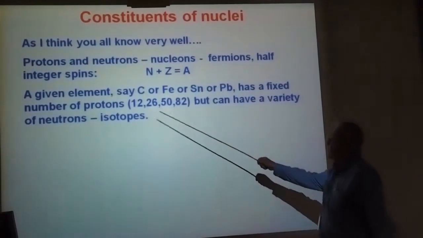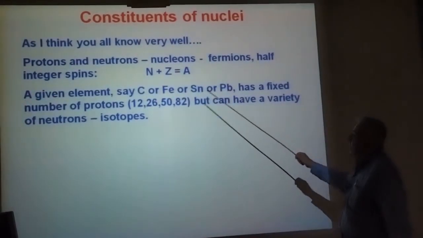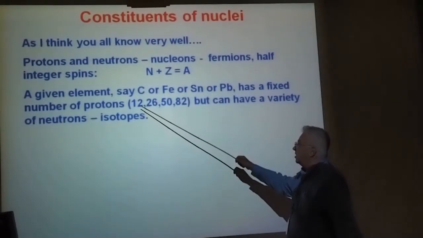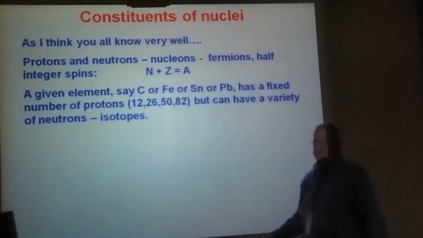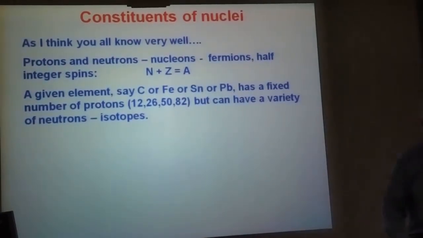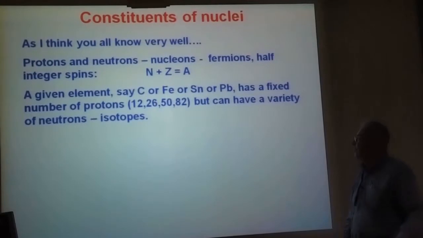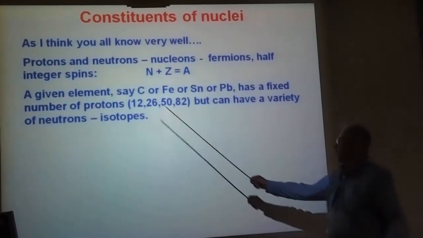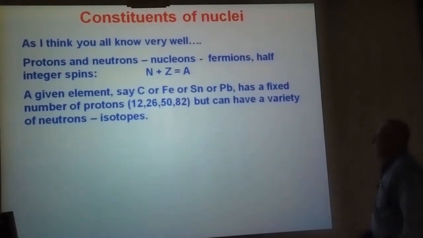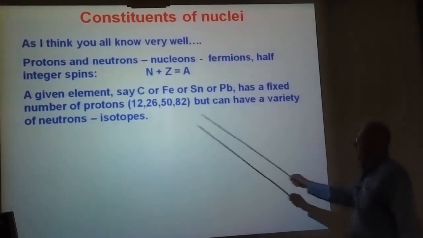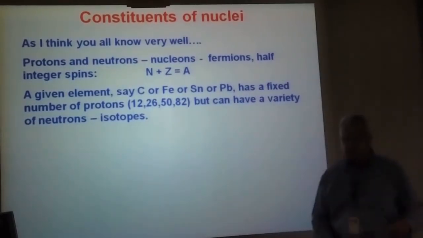A given element, such as carbon or iron or tin or lead, has a fixed number of protons. In these cases, oh, geez. Okay, who sees a mistake there? That's the atomic mass. Somebody tell me the mistake. Those aren't the number of protons. In which element? Carbon. Yes, that should be 6. Okay, anyway, but they can have a variety of neutrons, and those are called isotopes.